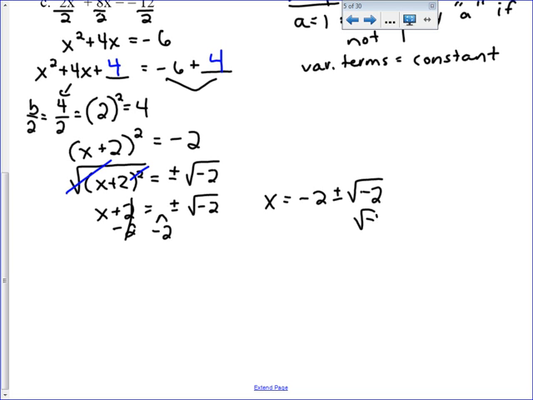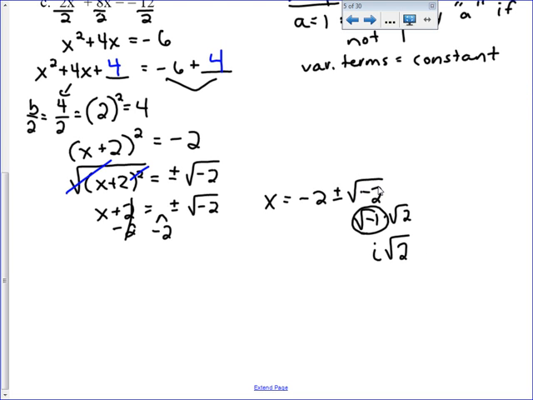Yeah, square root of negative 1 times the square root of 2. You don't ever want to leave a negative underneath the square root, because we know how to write that in terms of our imaginary unit i. So the square root of negative 2 is the same as i times the square root of positive 2.